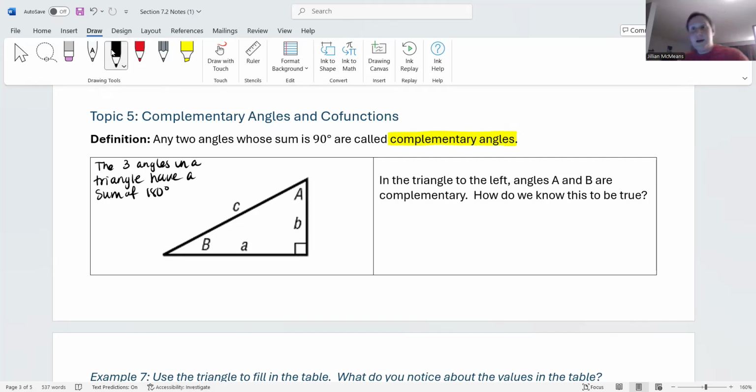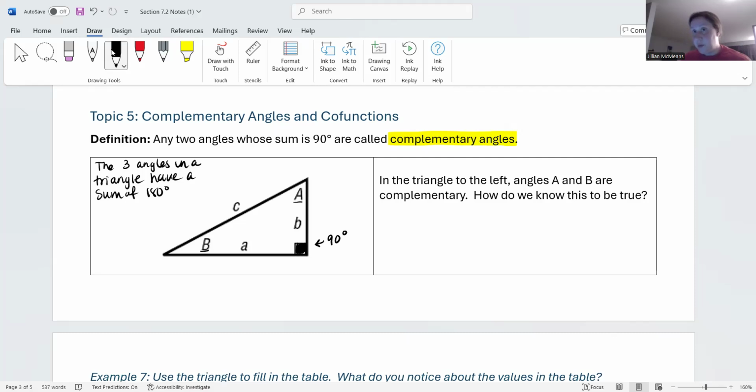Okay, so we have a very standard looking right triangle. Notice we have the right angle, which is right here. So this is our 90-degree angle. You should definitely know that by now. And then we have angles B and A. Over here on the right-hand side of this box, it says in the triangle to the left, angles A and B are complementary. How do we know this to be true?